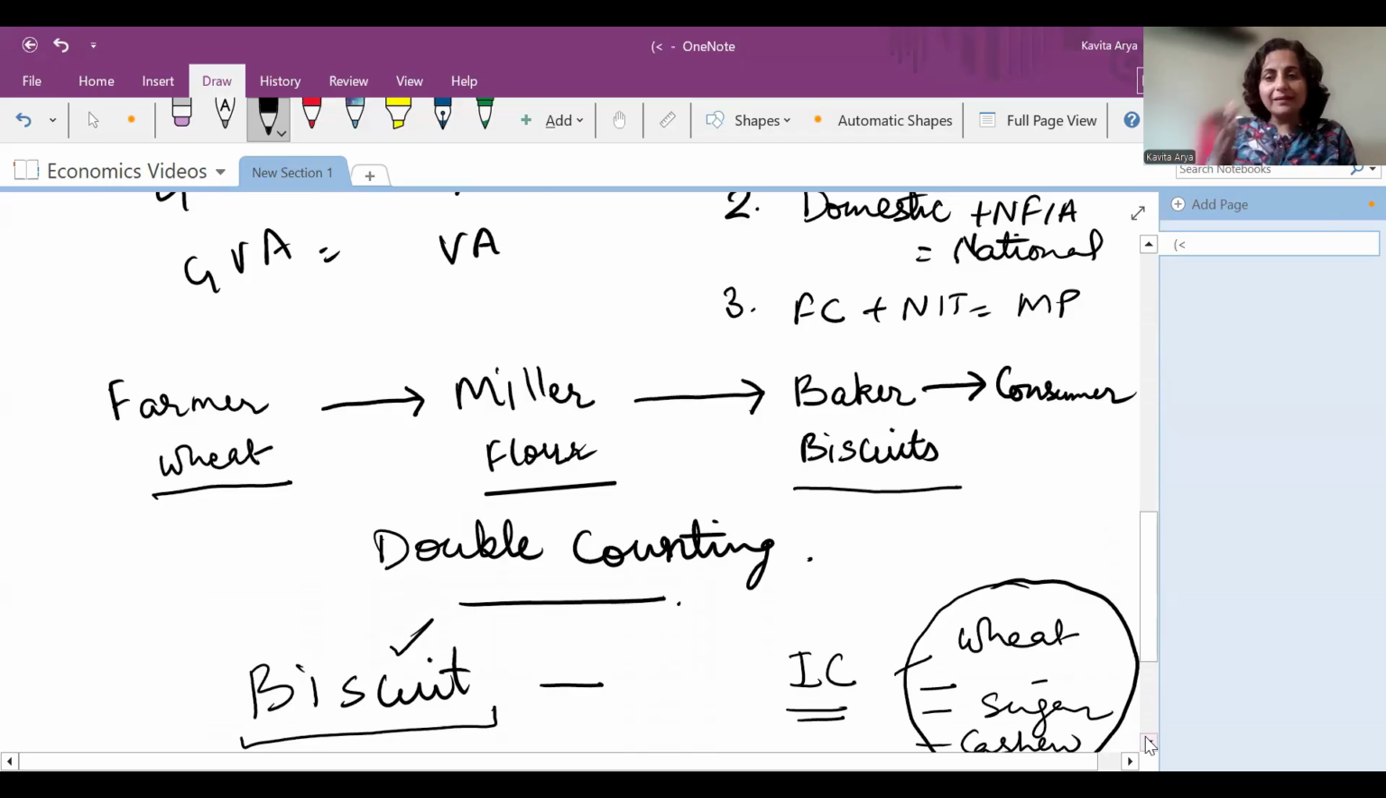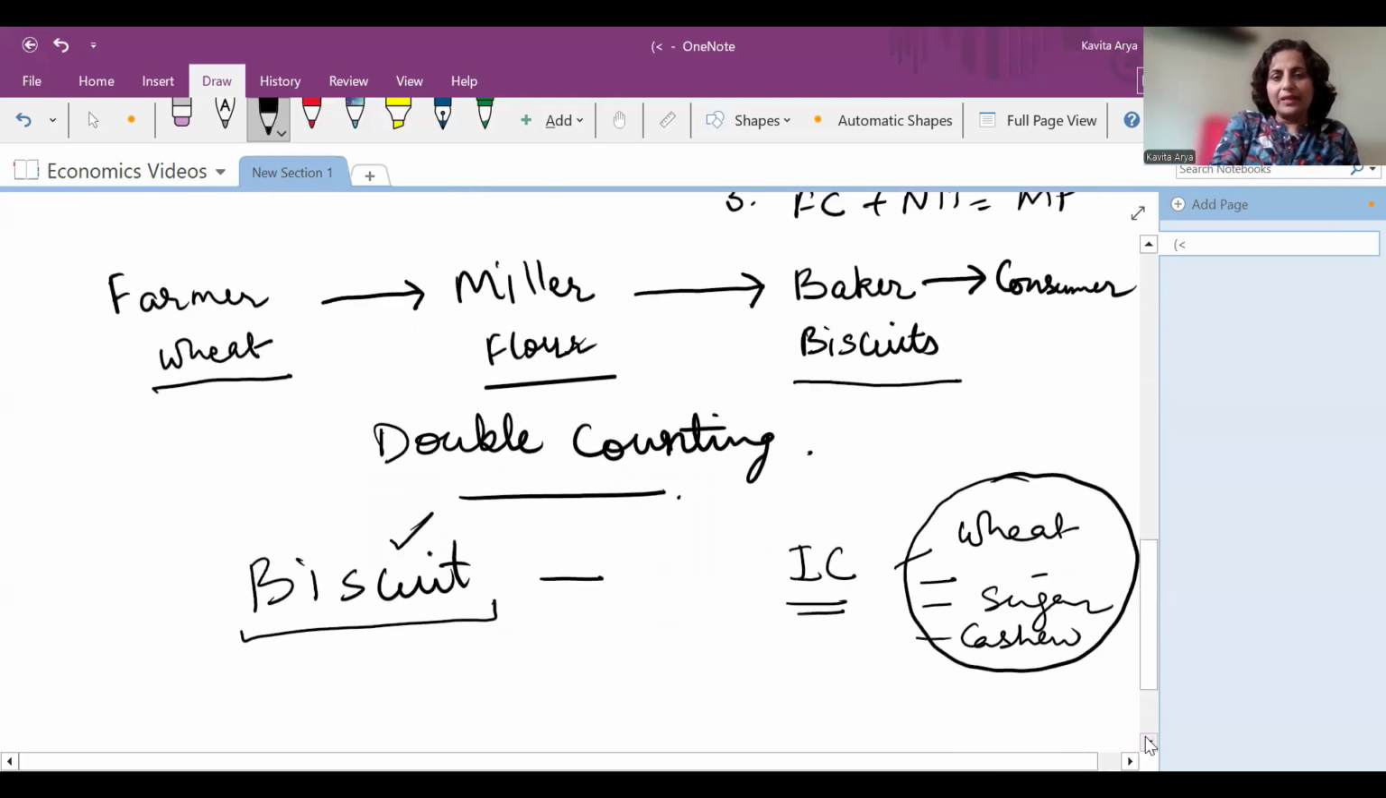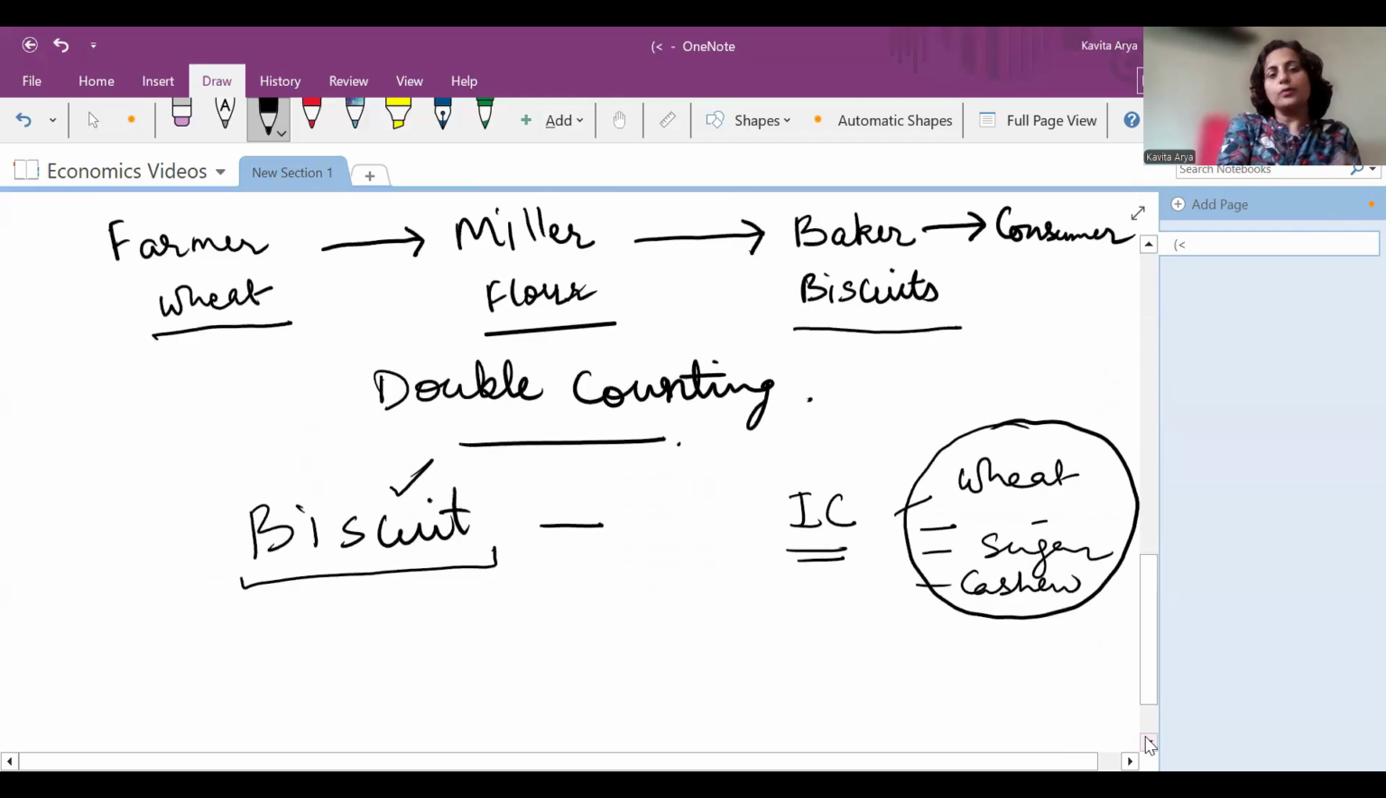Because we are merely adding the value added by each stage. Now, let's take this example once again. When the goods pass from farmer to the miller, miller to the baker, and from baker to the final consumer. Say the farmer sold the goods, meaning the wheat, worth 500 to the miller. Miller sold the same to the baker at rupees 800, and the baker made the biscuits and then sold the biscuits worth rupees 1200 to the consumer.